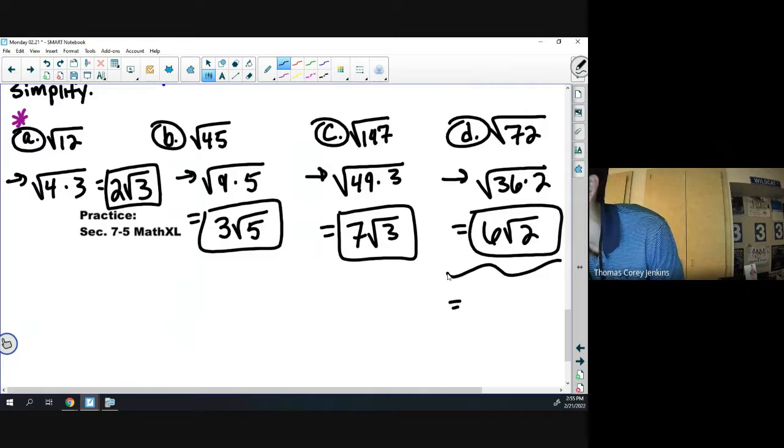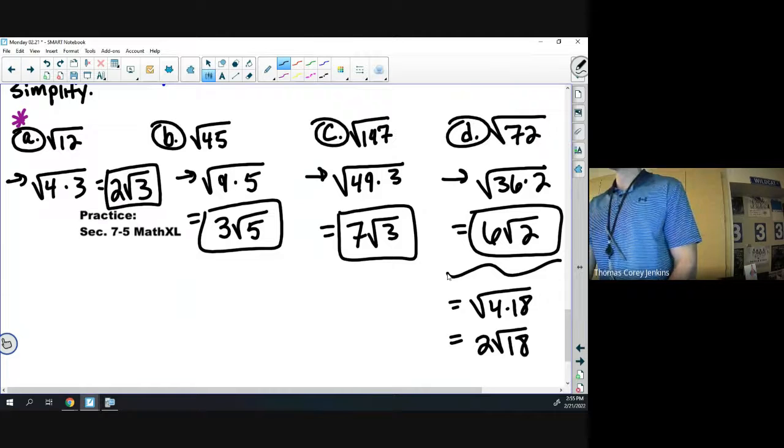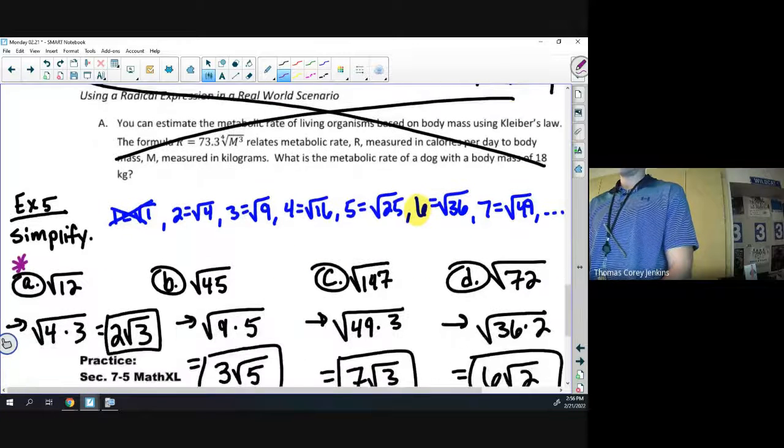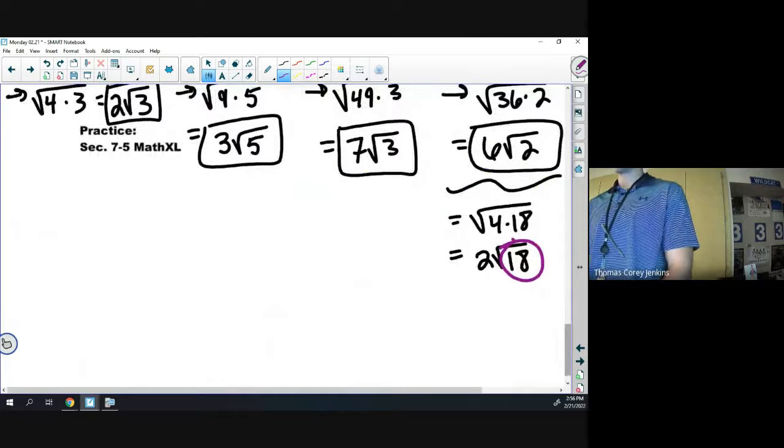I could have started with 4 times 18, and the square root of 4 is 2. So 2 square roots of 18, which is equivalent to the square root of 72. The problem on this one is that the square root of 18 can be reduced, right? Which one of our perfect squares goes into 18? 9 does, right? So you would have to reduce this one again. So you always want to try to pull out the biggest possible perfect square.